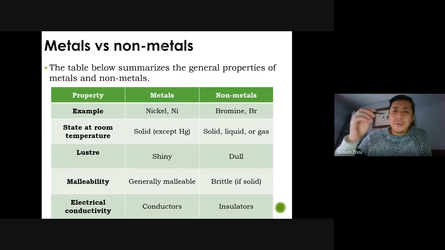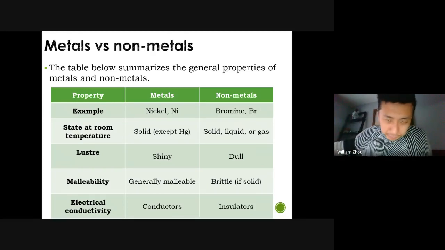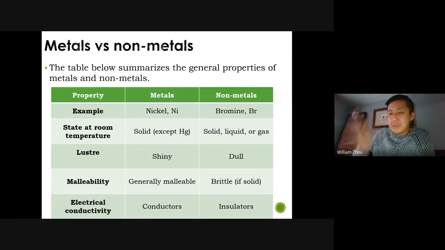Okay, let's move on. Metals versus nonmetals on the periodic table. The periodic table is divided into two main sections. On the left, the vast majority of them are metals. On the right, you have the nonmetals, and in between them, you have metalloids, half metals, half nonmetals. And there are some properties pertaining to metals and nonmetals.